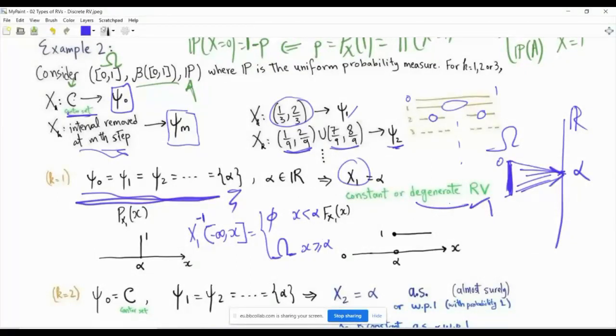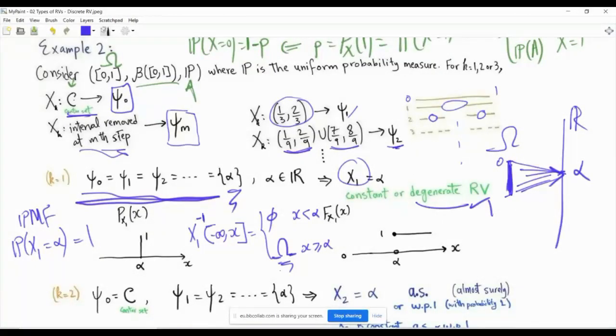Okay, now what is the PMF? What is the probability that X1 is alpha? Well, X1 is just equal to alpha. This probability is 1, because basically every element in big omega is mapped to alpha, so the probability that X1 is alpha is equal to 1.